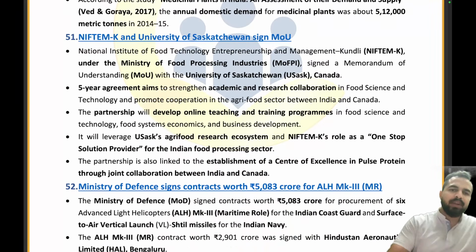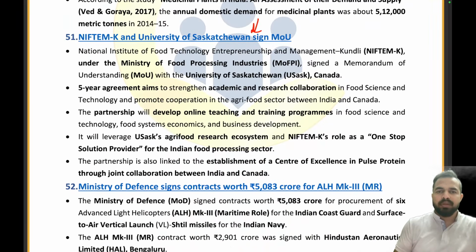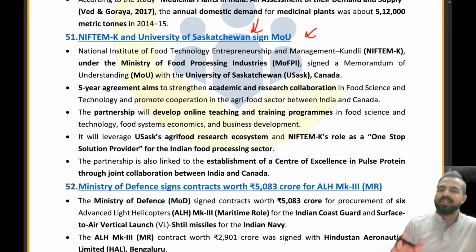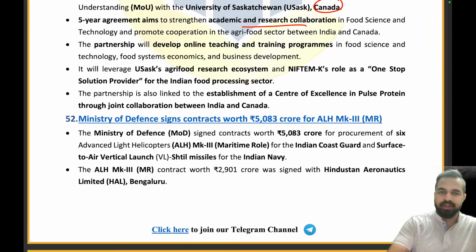Absolutely right. Now the NIFTEM-K and University of Saskatchewan MOU. Guys, a very typical name, right? I don't think we should pronounce this particular name. Just try to remember that the National Institute of Food Technology, Entrepreneurship and Management, Kundli, under the Ministry of Food Processing Industries, has signed this MOU with the university. Just remember its half name, that is USASC of Canada. Clear everyone? A 5-year agreement has been signed to strengthen the academic and research collaboration with this university. That's all. So NIFTEM Kundli has signed an MOU with USASC Canada for strengthening academic and research collaboration.